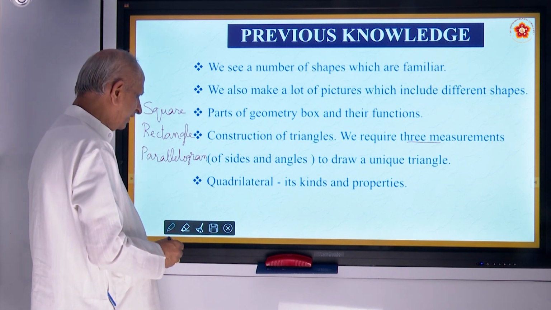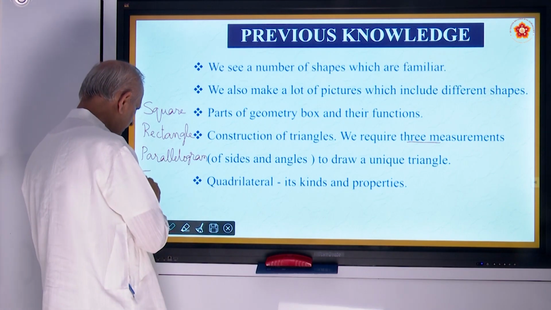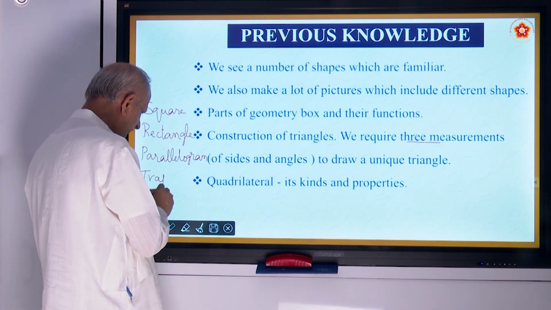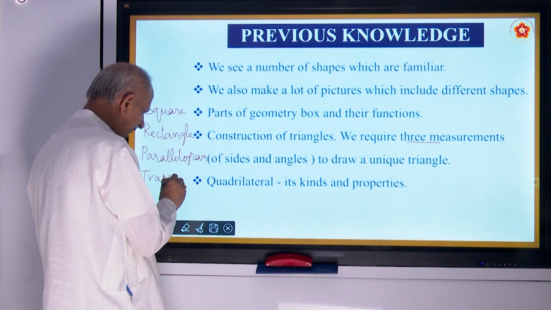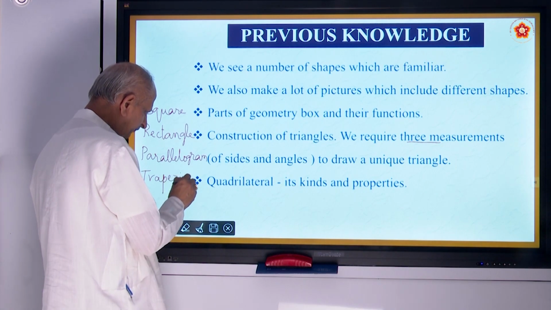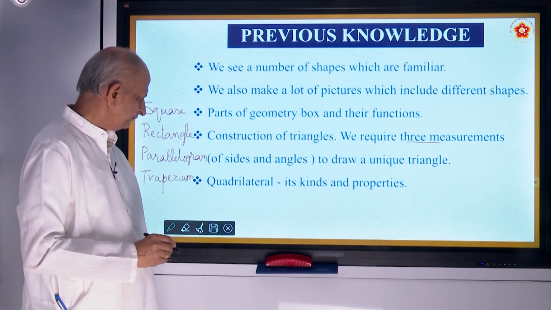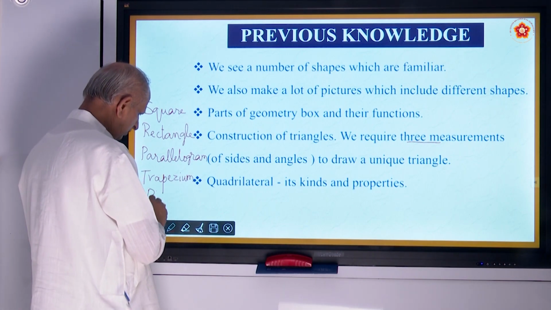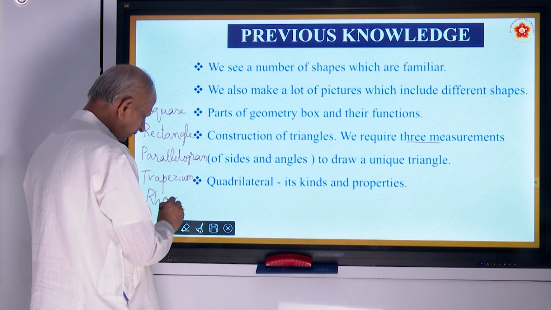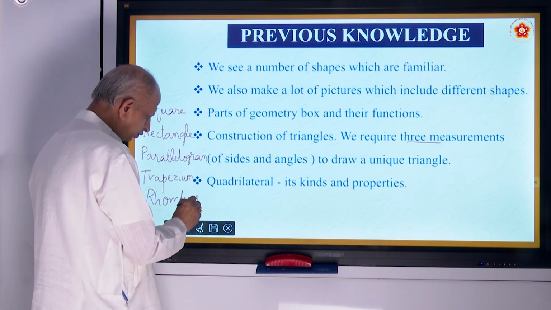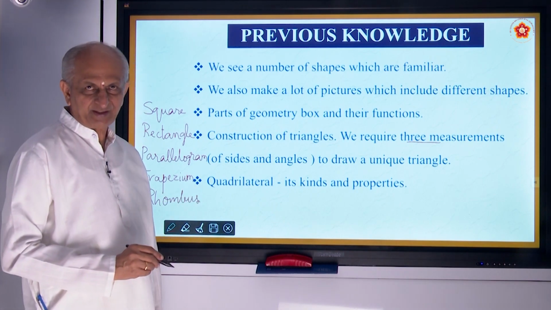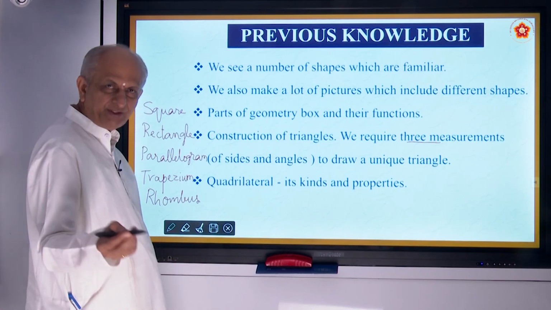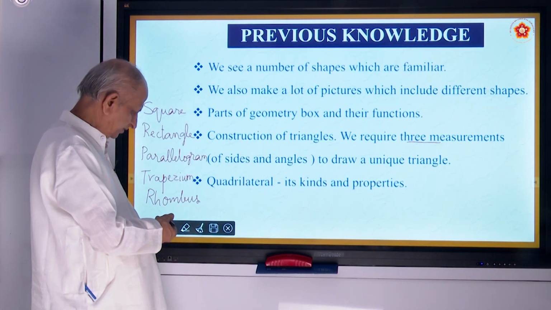Then there is one special type of quadrilateral called a trapezium, where only one pair of sides are parallel. Also one famous one, the rhombus. Here all the sides are equal, and the 2 diagonals bisect each other at right angles. Can you see this? Okay.